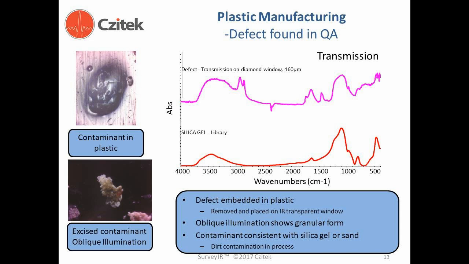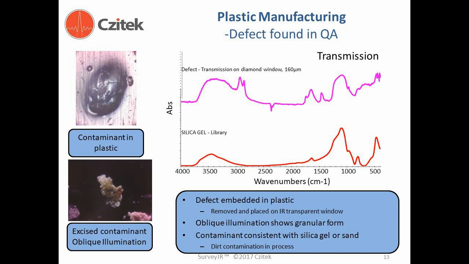As discussed, embedded contaminants can also be identified by infrared microspectroscopy using SurveyIR. In this example, contaminant spots were present on an engineered plastic component, an automobile bumper part that was injection molded. Many such visible defects were noted on the parts in the factory.